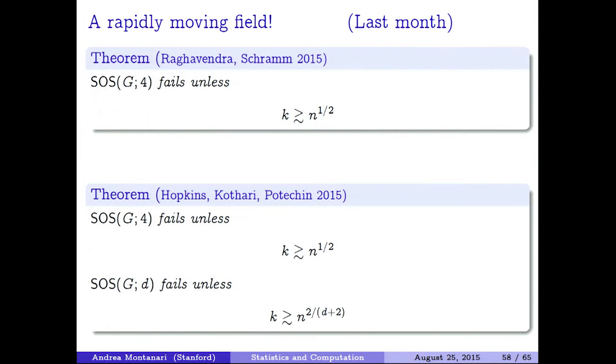And then there was a result by Hopkins, Kothari, Potechin here that proved that, again, degree 4 fails unless k is bigger than square root of n. And then they have an analysis for SoS GD that, again, in this case is not tight, but it improves over the Meka, Potechin, and Wigderson result. So this is a rapidly moving field.